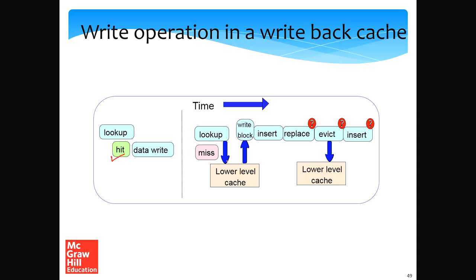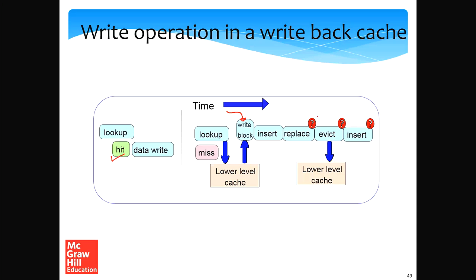Similarly, if there is a miss, then we do a lookup in the lower level cache, we get the block, and we try to write the block. The way that we try to write the block is that we first insert it, right? So first write the block, which basically means that the new data that we want to write is written to the block that we read from the lower level, and then we try to insert the block with the new contents into the cache. If we find a place to insert, well and good. Otherwise, we need to follow the replace, evict, insert sequence of three operations.